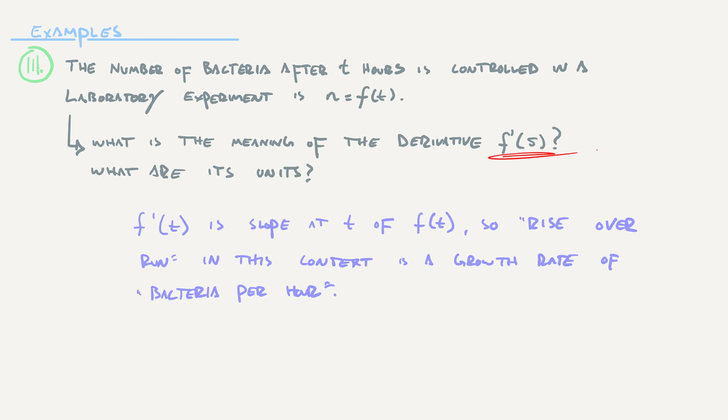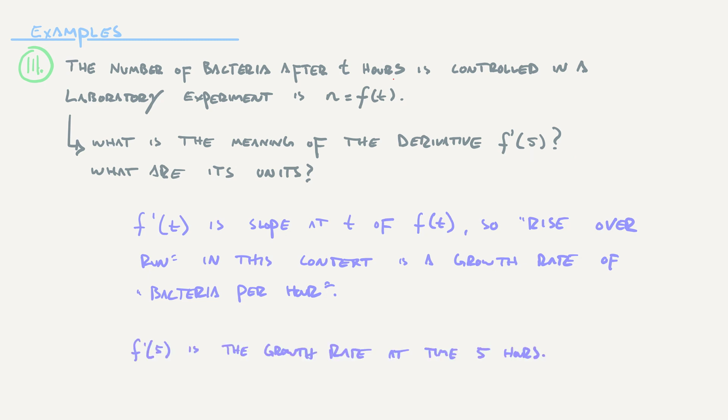But in context, that means that it's the growth rate of bacteria per hour, right? Your rise is a y value. That's going to be the number of bacteria that's growing at that specific time, right? So it's a bacteria per time unit. The time unit here is, I think, in hours. So this is bacteria per hour. That's what the slope represents here.